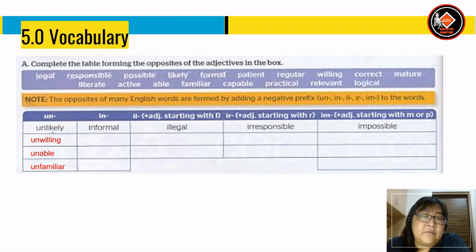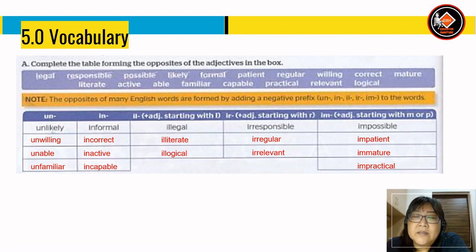So let's look at the answers. You have for un, unwilling, unable, unfamiliar. For in, incorrect, inactive, incapable. For il, illiterate, illogical. Then for ir, we have irregular, irrelevant. And the last one, im, impatient, immature, and impractical.